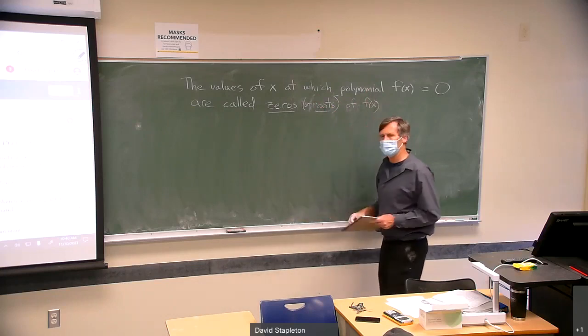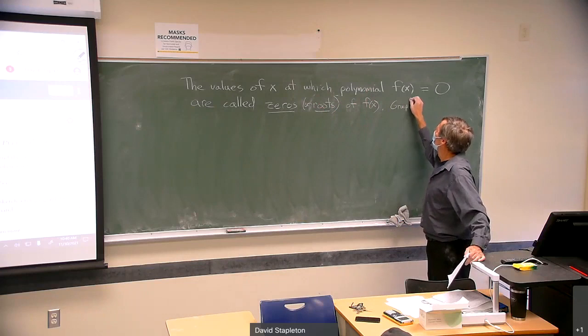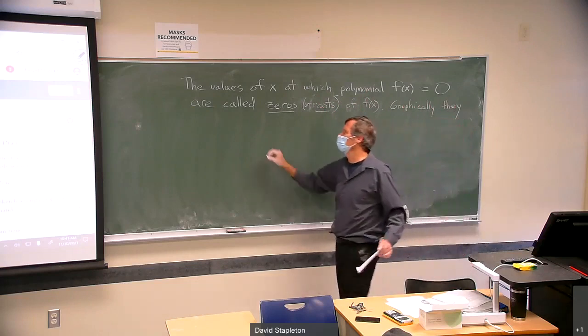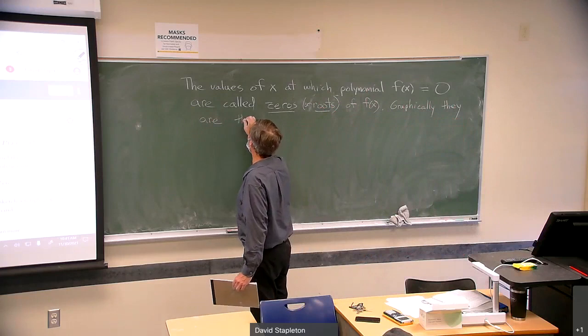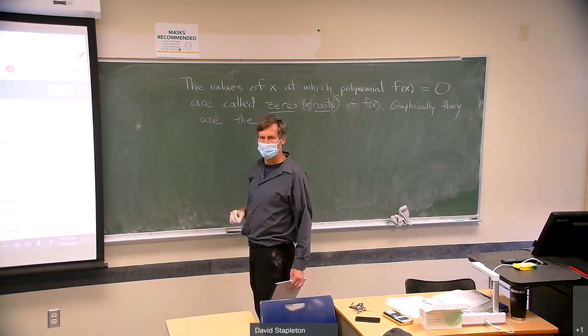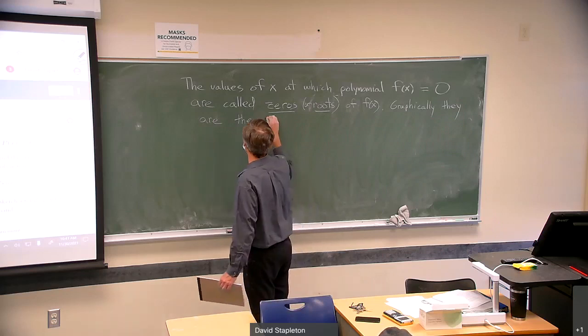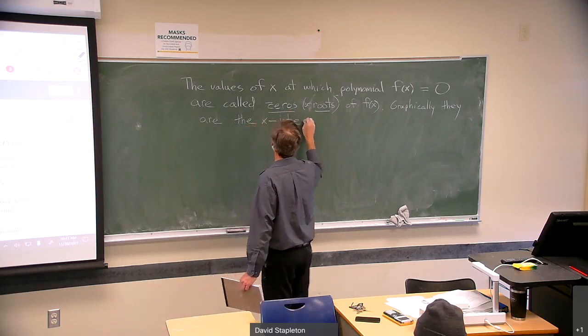All right. And what are these values graphically? Polynomial is equal to 0. What do you know about them? It's the y-coordinate equal to 0, so it's on the x-axis, right? So they're the x-intercepts. The zeros of the polynomial are also the x-intercepts graphically.